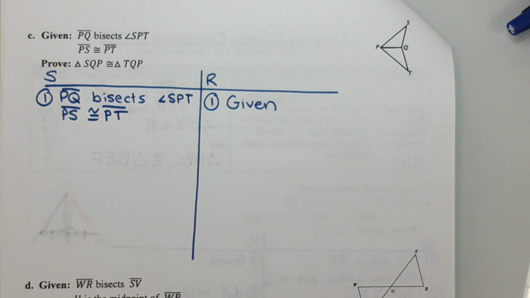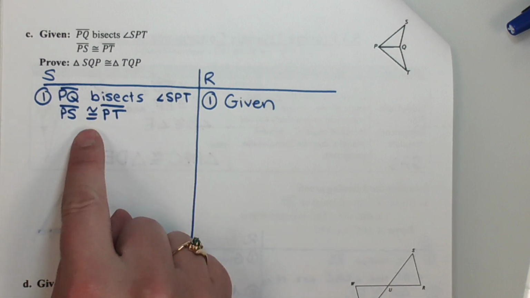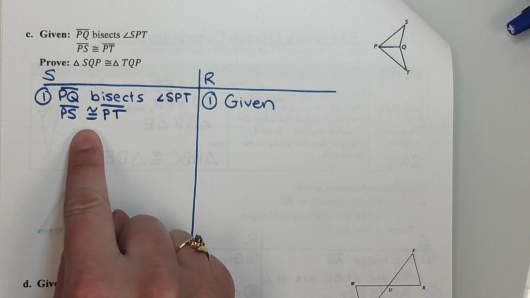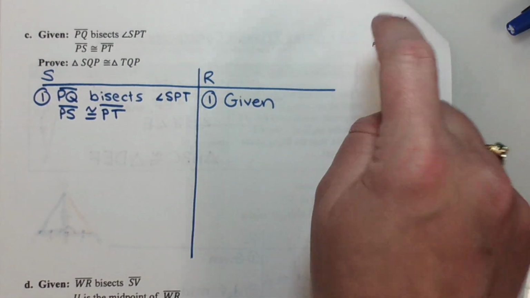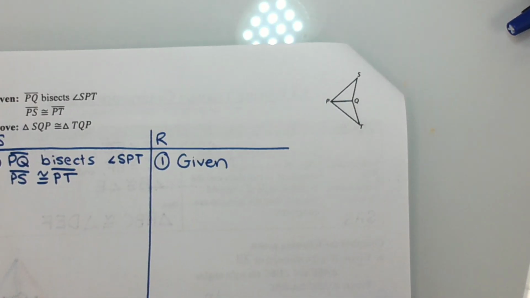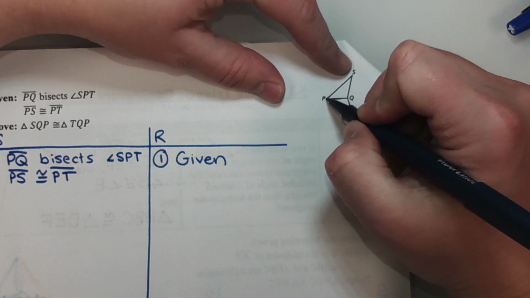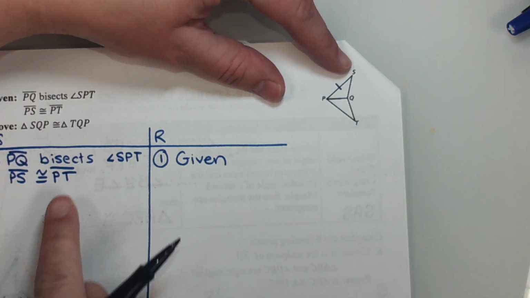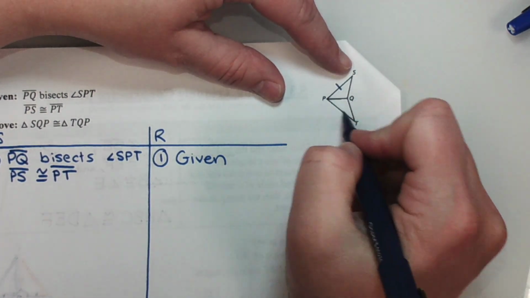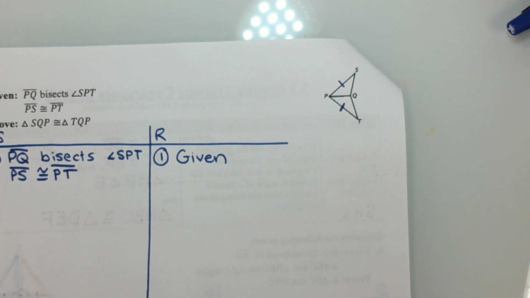Okay, PQ bisects angle SPT and PS is congruent to PT. First thing I notice is there is a congruent symbol. I always look for that first because I want to make sure I get them in my proof. PS, that's a side. PS, there. PT, also a side. PT, there. I mark them. I always mark them in the picture.